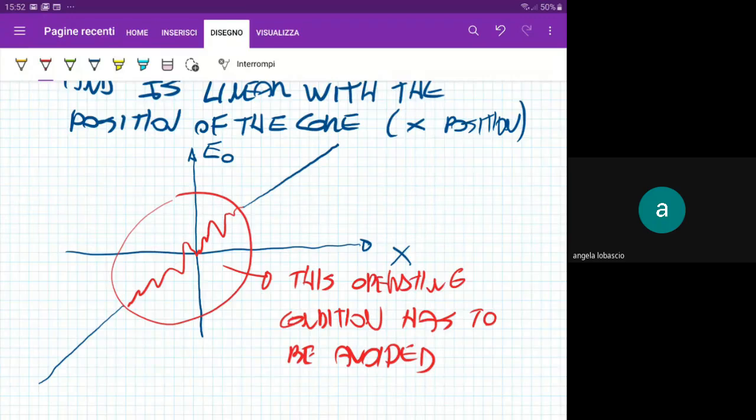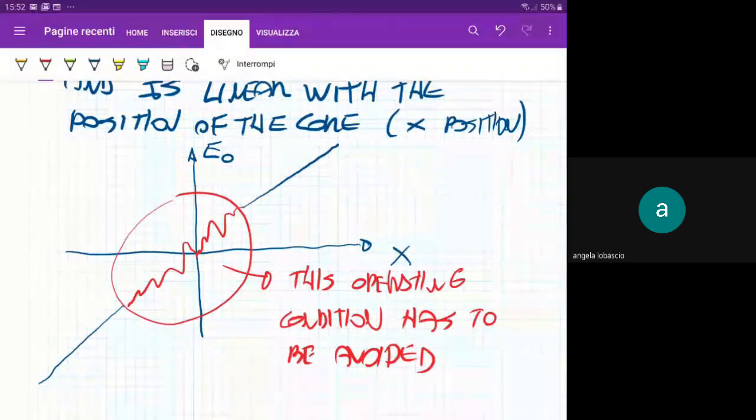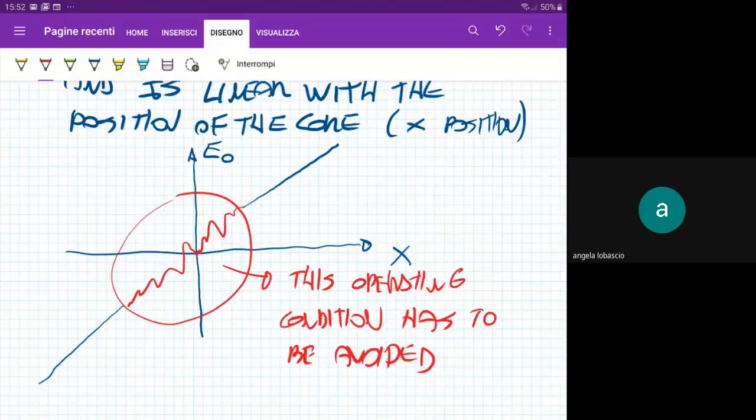Okay, the linear one. However, the zero displacement area should be avoided. Why? Because the electromagnetic field is no more linear when the core is practically outside, both in the right and the left part, positive or negative part.